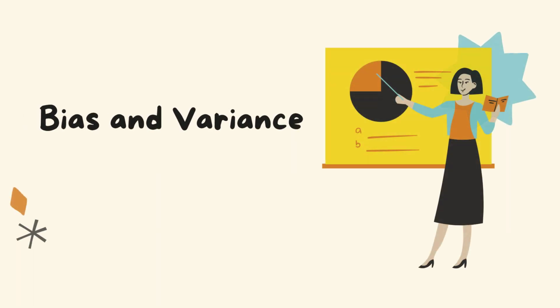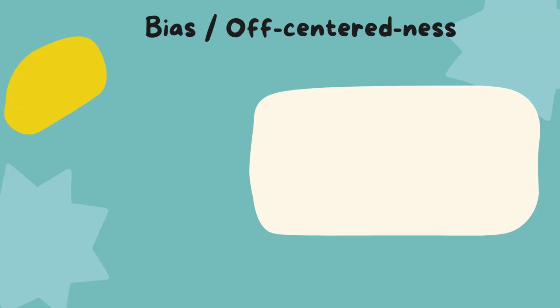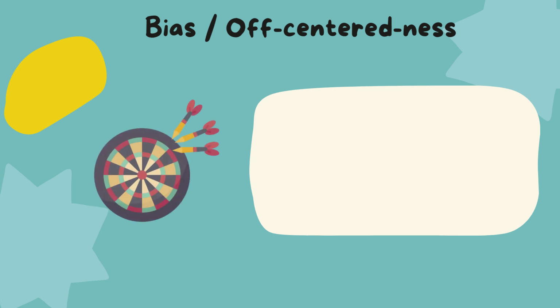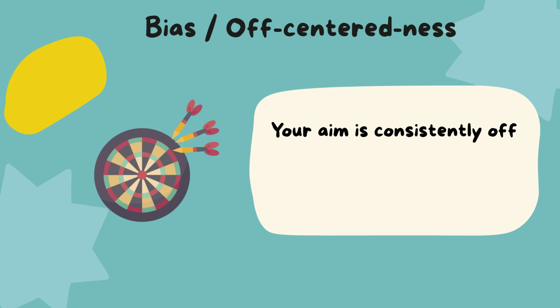Two important statistical concepts we need to learn to master ML and AI are bias and variance. Let's start with bias. In simple terms, I would like to call bias the off-centeredness of predictions. Imagine you are playing darts. If you keep throwing darts and they all land in the same wrong spot far from the bullseye, that's high bias. It means your aim is consistently off. You are making the same mistake over and over again.